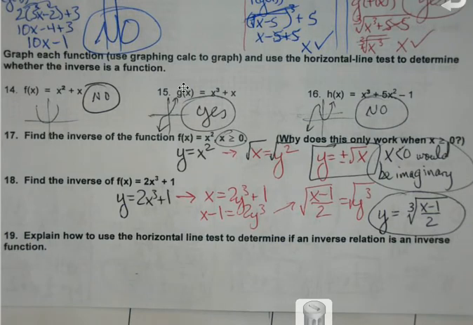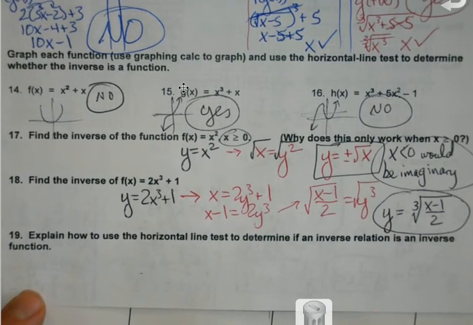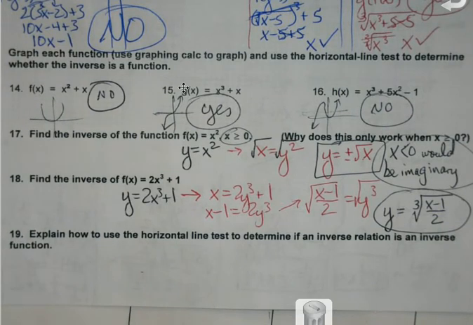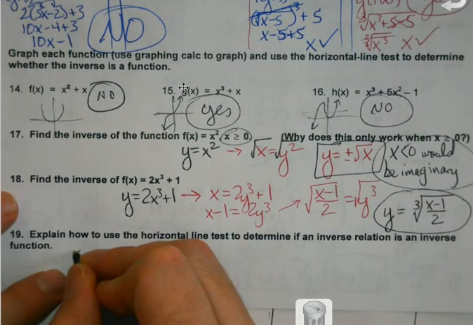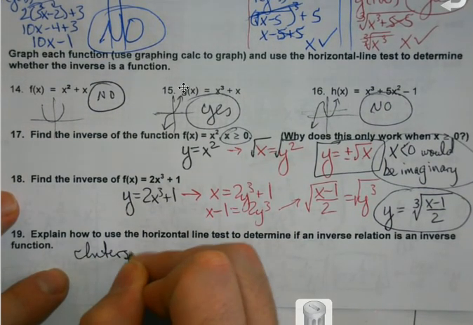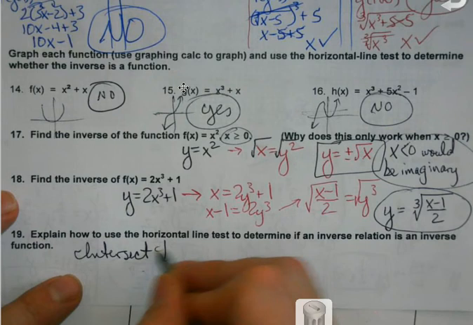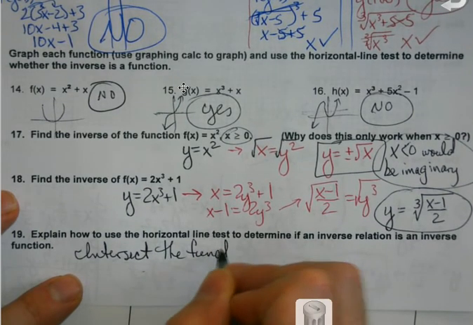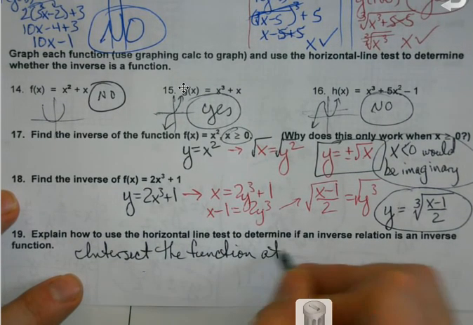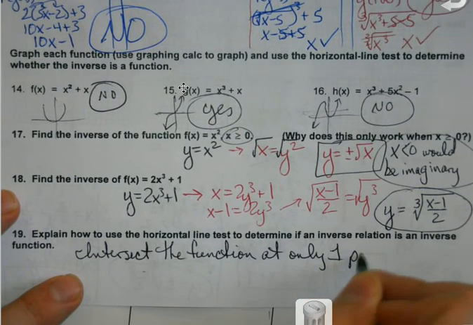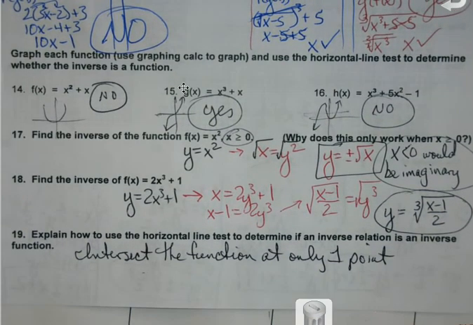So let's see. 19, I'll explain. Explain how to use the horizontal line test to determine if an inverse relation is an inverse function. What does something have to do to pass the horizontal line test? Okay. So it intersects the function at only one point. If it crosses more, it's not going to have that.